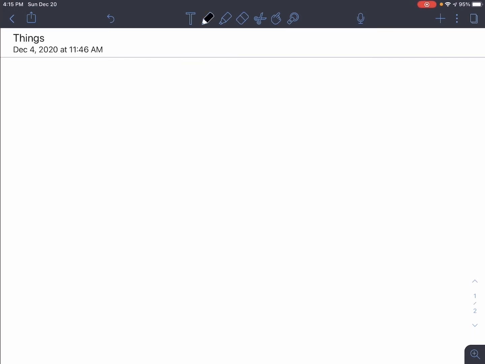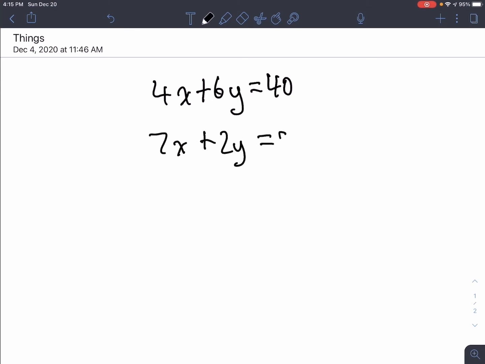Let's say we had 4x plus 6y equals 40. And then we also had 7x plus 2y equals 53. Now, in this case, we would look for inverses of each other. And remember, the inverses of each other are something like negative 2 and 2. But now you see that both the x values, 4 and 7, and the y values, 6 and 2, do not have inverses of each other. So how would you solve this?